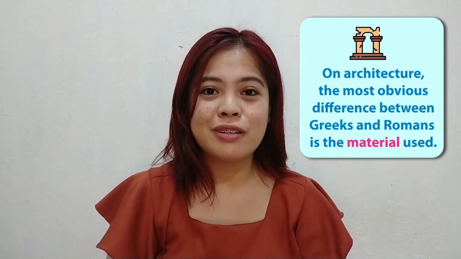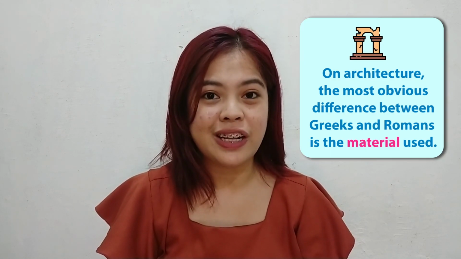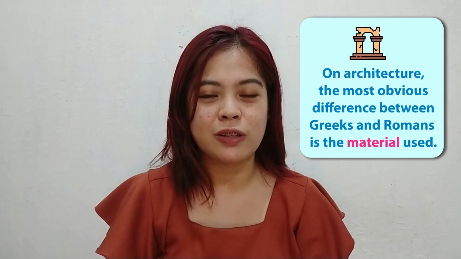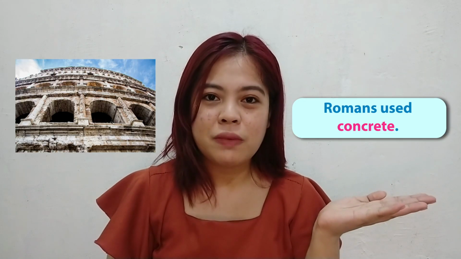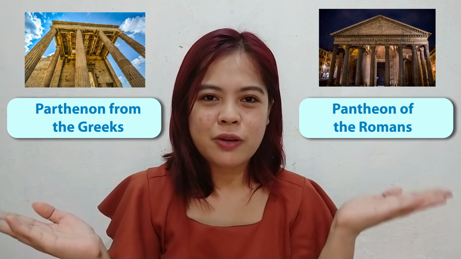On architecture, the most obvious difference between Greeks and Romans is the material used. The Greeks tend to use marble and the Romans use concrete. This is very evident from their famous temples such as the Parthenon from the Greeks and the Pantheon from the Romans.